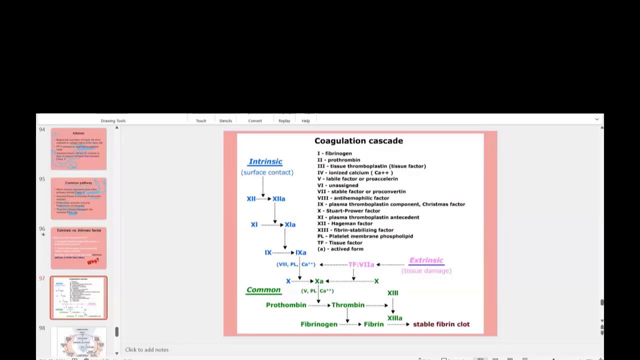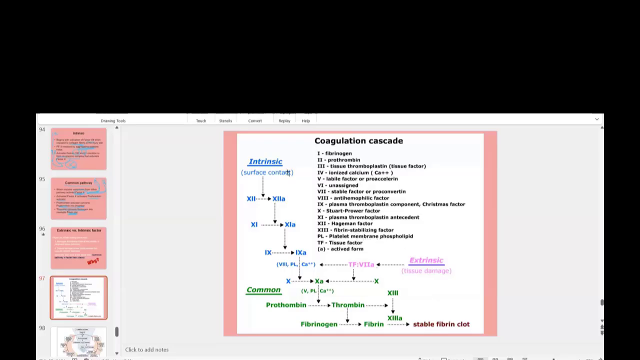So here is the detail. The terms that are used: factor 1 is fibrinogen, 2 is prothrombin, 3 is tissue thromboplastin, we also call it tissue factor, 4 is calcium, and 5 is labile factor or proaccelerin. You don't have to remember all of these names. Hageman factor is 12, the start of the intrinsic pathway. We use the term TF for tissue factor, A means activated form, and PL means platelet membrane phospholipid.